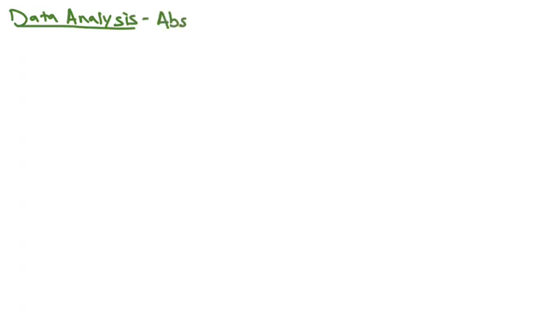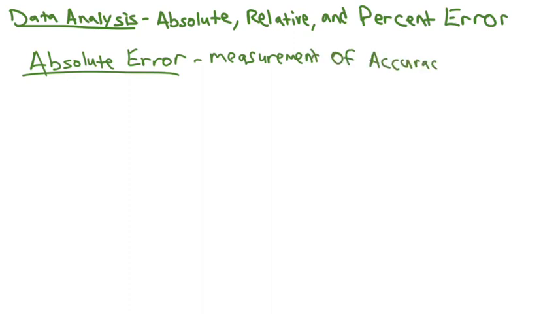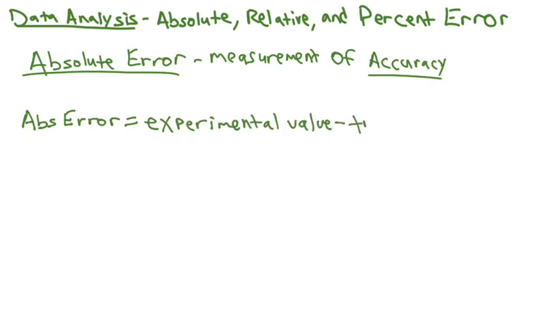Okay, now, last slide, let's finish up. The data analysis that we're going to do to understand what the percent recovery truly means is going to be the absolute, relative, and percent error. So first, let's start with absolute error. This is a measurement of how accurate your results are. So the formula for absolute error is experimental value minus the true value.